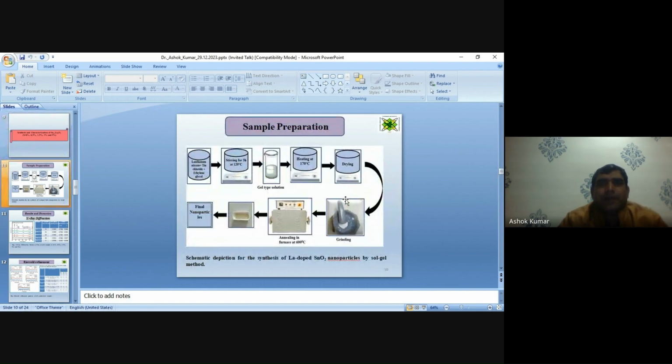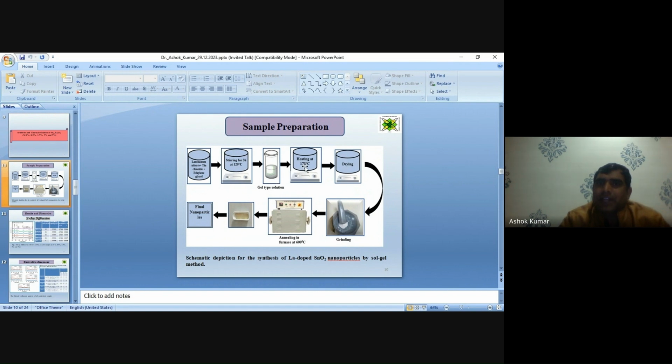We have prepared the sample by using the sol-gel method. Basically, lanthanum nitrate and tin chloride are taken as starting materials, dissolved in ethylene glycol, and stirred to get a homogeneous solution. The solution was then heated with constant stirring at 120 degrees Celsius for 3 hours. Then we get the gel-type formation.